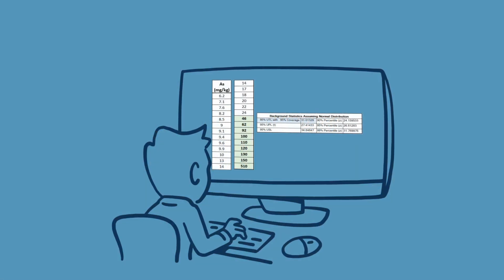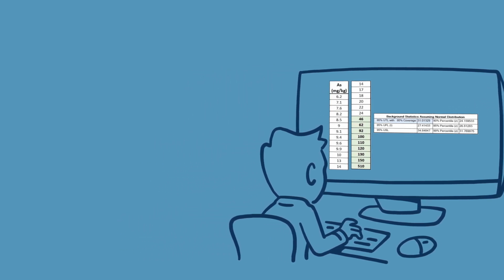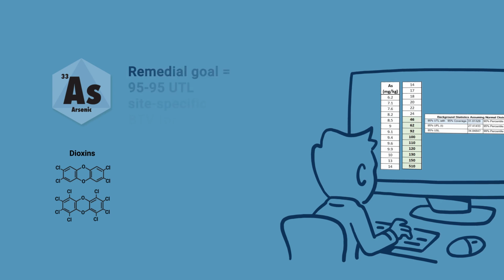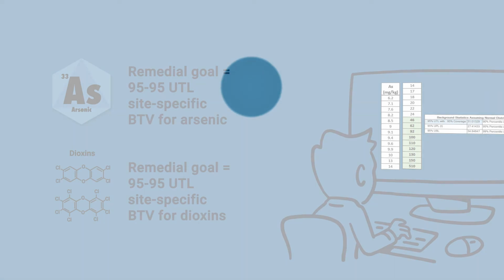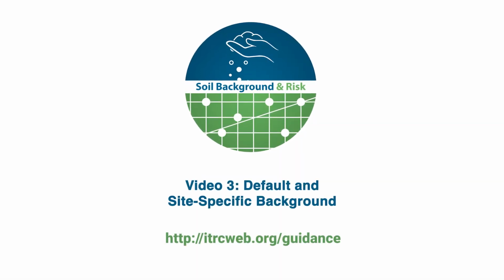As we saw, arsenic and dioxin were not found to be representative of soil background. These chemicals will need to be addressed as part of the remedial action. For this case study, we used the 95-95 upper tolerance limits, or UTLs, that we established during the site-specific risk assessment as remedial goals. The responsible party cleaned up all the areas where soil arsenic or dioxin concentrations exceeded the 95-95 UTL. This concludes our training on default and site-specific background.